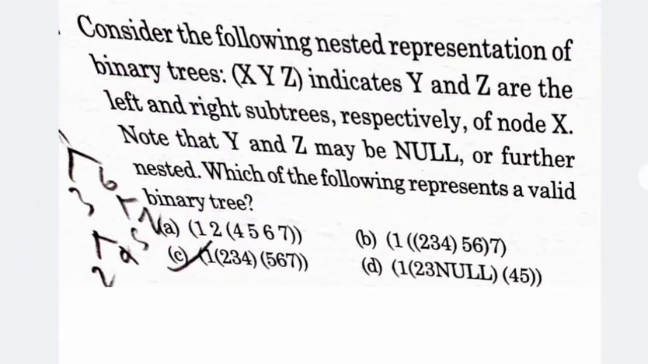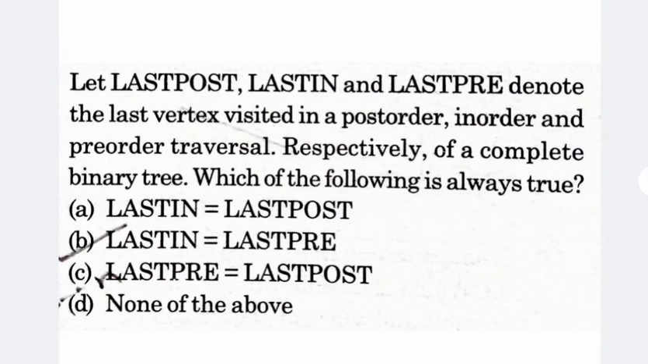The next question is defined as: let last in, last pre and last post denote the last vertex visited in an in-order, pre-order and post-order traversal respectively of the complete binary tree. Which of the following is always true? It is a very straightforward question and they are giving four options. Option A, last in equal to last post. Option B, last in equal to last pre. Option C, last pre is equal to last post, and D, none of the above.